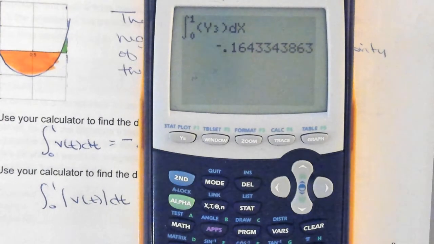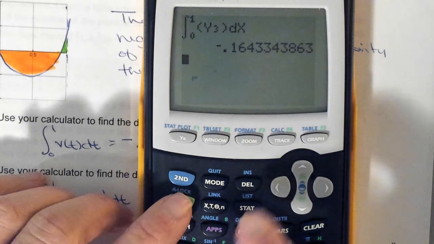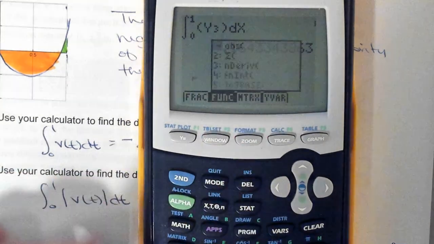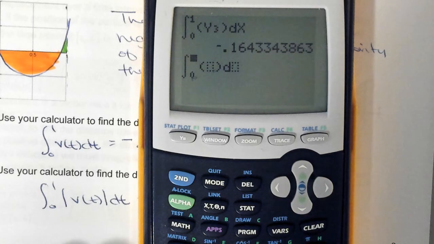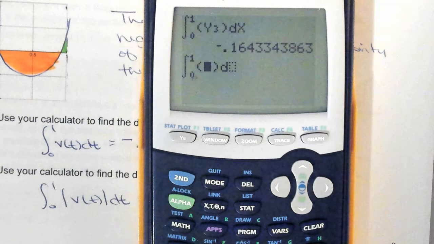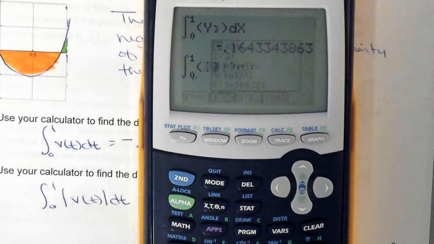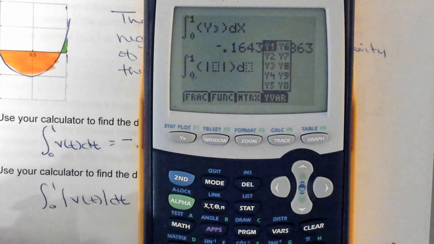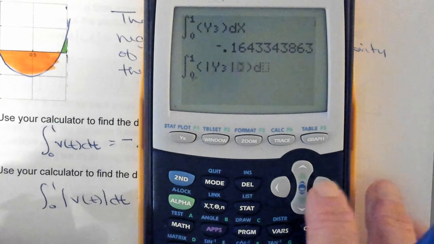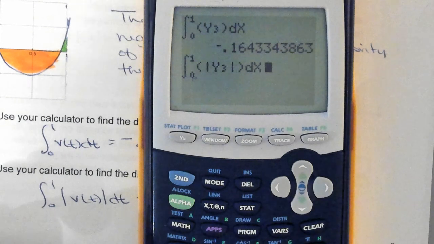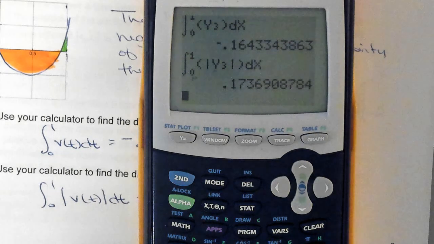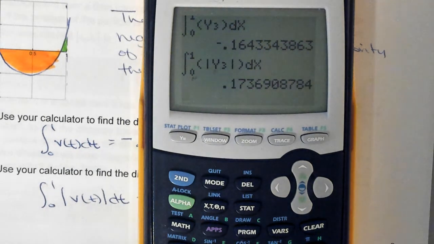Now I need to find the distance traveled. So I need to do the same thing. I'm going to go into alpha window, option 4, 0 to 1. Except now before I do anything else, I need to get absolute value. Absolute value is located in a couple different places, but I always just go back to alpha window. It's the very first one. Press enter, alpha trace, 3, X. This takes just a little bit longer. All right, 0.1736.